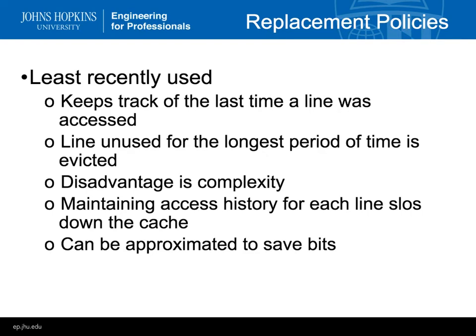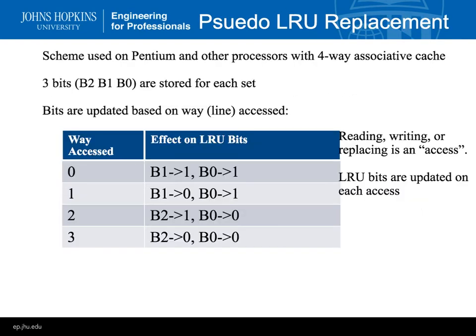So we're going to look at an approximation. We're going to look at a scheme used on the Pentium. It's just a good example. It works with a 4-way associative cache. In a 4-way associative cache, there are 4 choices. When you map something to a set, there are 4 lines it could go in.